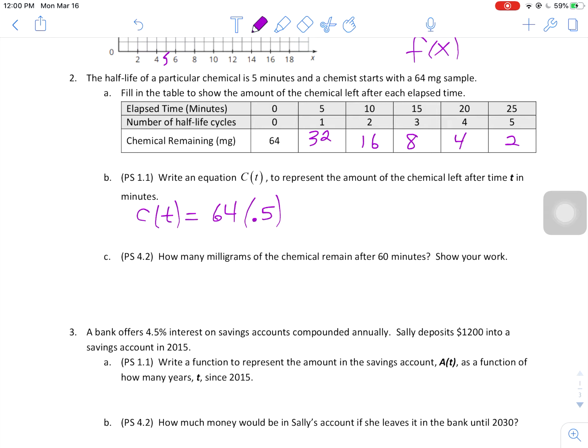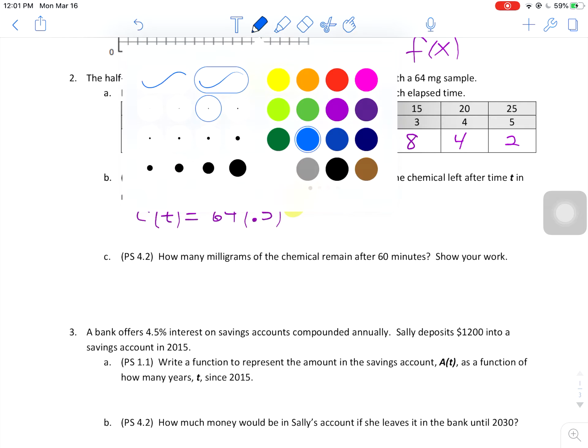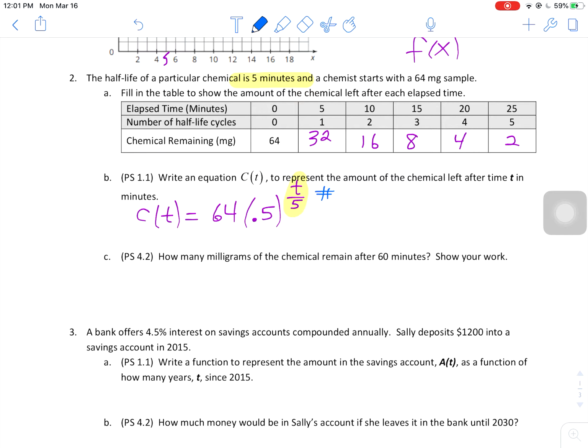As far as the exponent goes, I want t, which is the number of minutes, but I want to divide that by 5 because the actual half-life is 5 minutes up here that I just highlighted. The actual half-life is 5 minutes. So I want to take the number of minutes, divide that by 5, because this exponent is representing the number of half-life cycles.